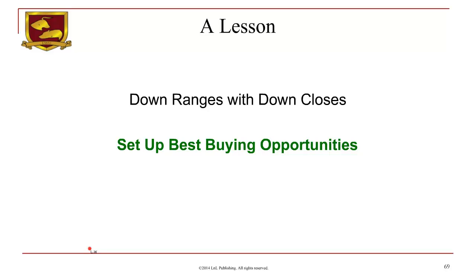I've got some good selling opportunities. They're just fewer and farther between. Buys tend to be a lot more reliable. So the lesson here is that down ranges with down closes set up the best buying opportunities.